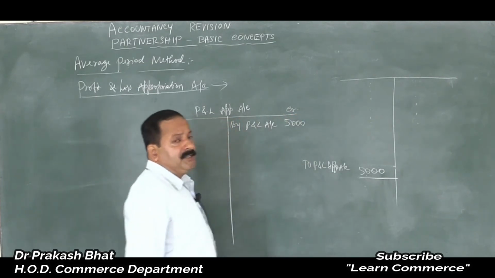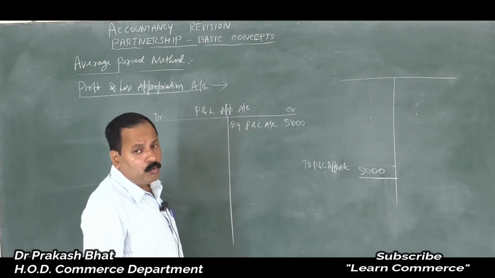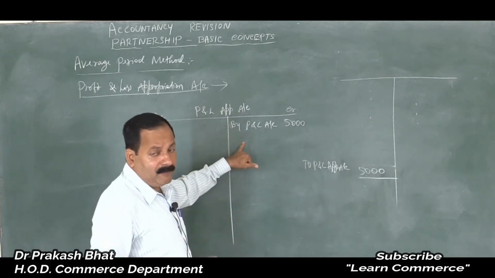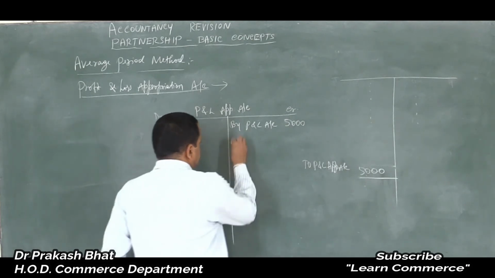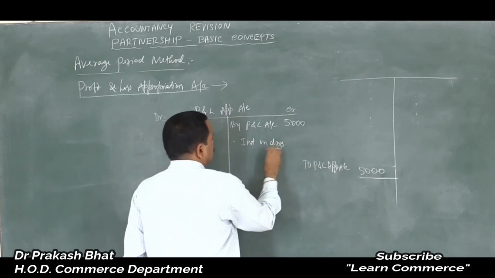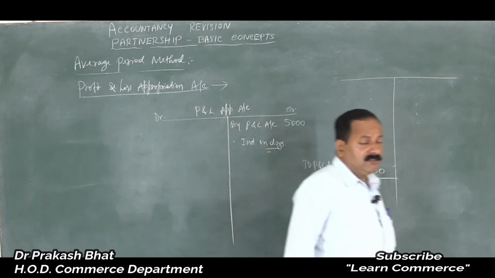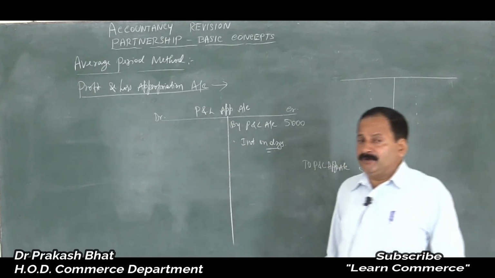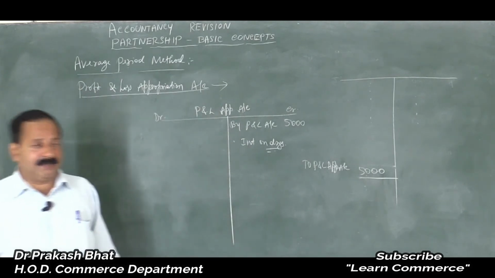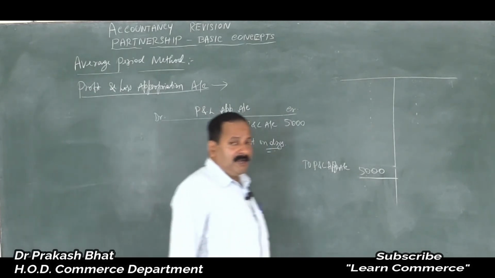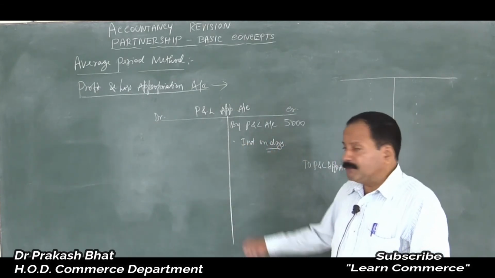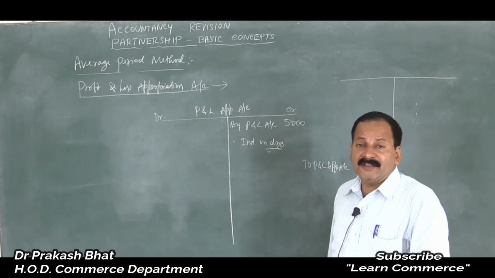Then you will enter all the incomes. Only one item will come on the credit side if it is given: interest on drawings. Interest on drawings. Friends, remember, they may give the drawings amount also. During the year, Mr. X has withdrawn 50,000 and Mr. Y has withdrawn 30,000. And interest on drawings being 3,000 of X and 2,000 of Mr. Y, they may give it in that way.